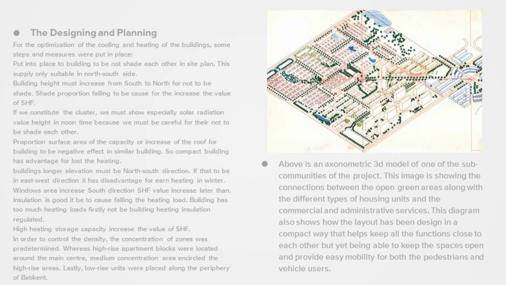It shows open green areas, different commercial and administrative services, and the diagram also shows how the layout has been designed in a compact way, but yet in a very functional and open manner, where it keeps the spaces close to each other and also gives the spaces needed for air circulation and mobility of both pedestrians and vehicle users. You can also notice a lot of open green spaces. This is also to help mitigate all these characteristics that I have discussed within the site.